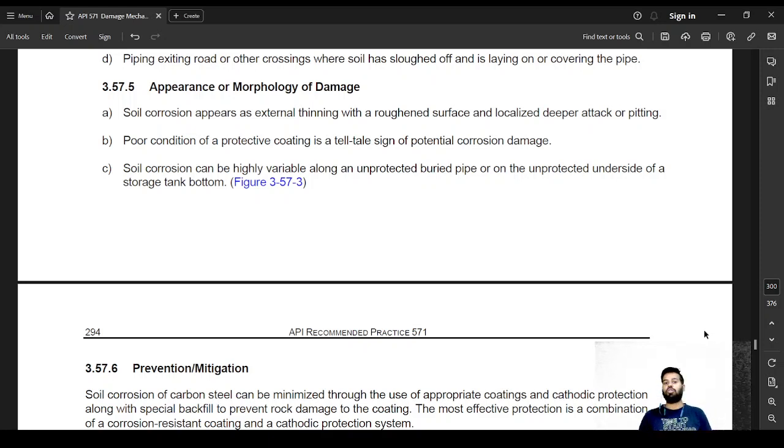Appearance or morphology: it will generally be localized thinning. Soil corrosion appears as external thinning with a roughened surface and localized deeper attack or pitting. Poor condition of the protective coating is a telltale sign of potential corrosion damage. Soil corrosion can be highly variable along an unprotected buried piping or unprotected underside of the storage tank bottom.